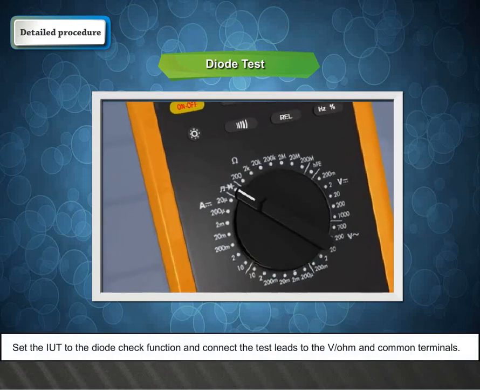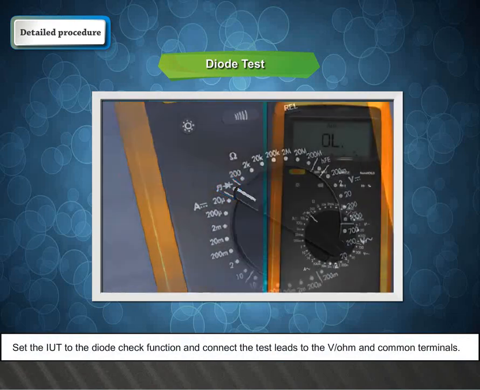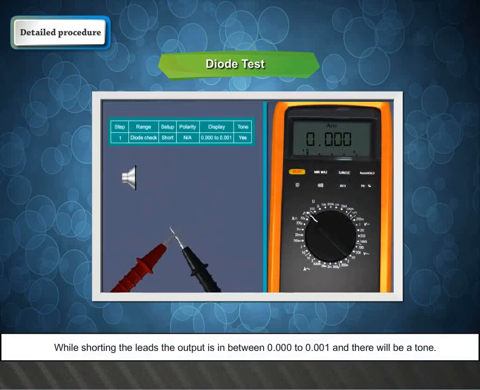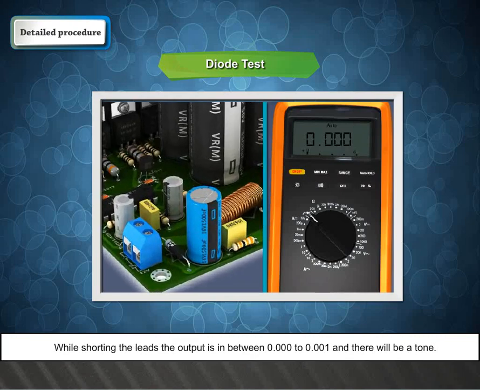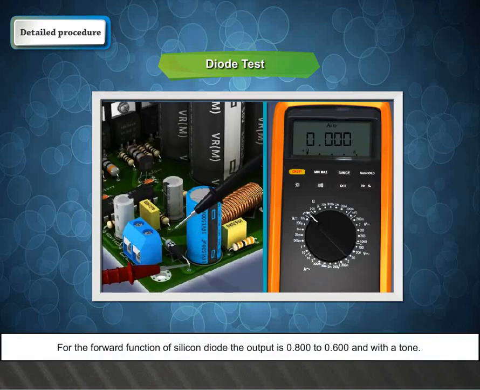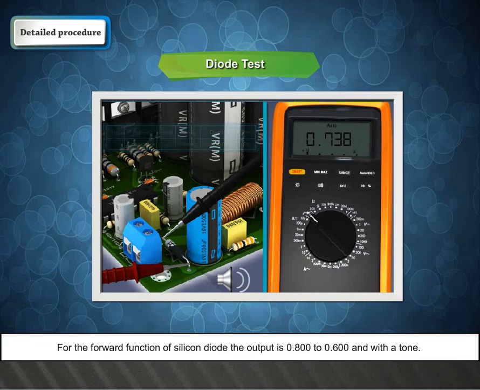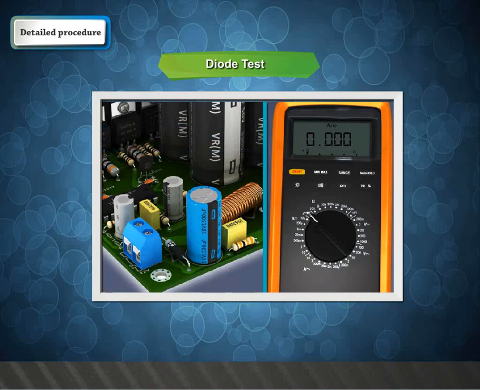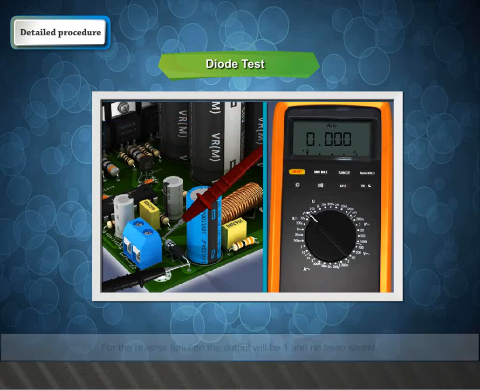Diode test. Set the IUT to the diode check function and connect the test leads to the volt per ohm and common terminals. While shorting the leads, the output is between 0.000 to 0.001 and there will be a tone. For the forward function of a silicon diode, the output is 0.600 to 0.800 with a tone. For the reverse function, the output will be 1 and no beep sound.